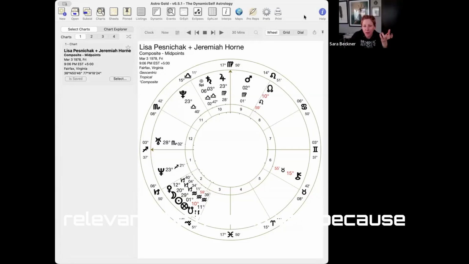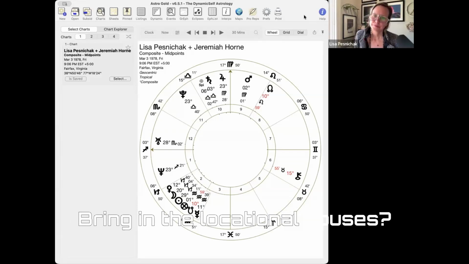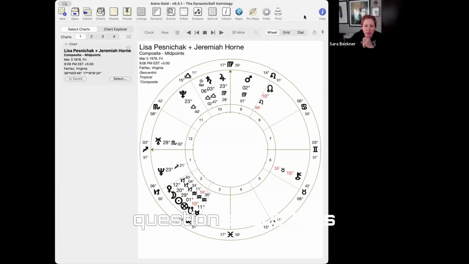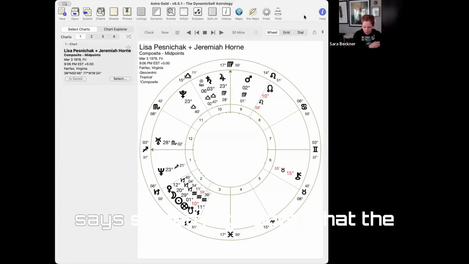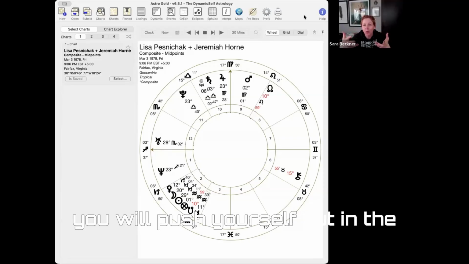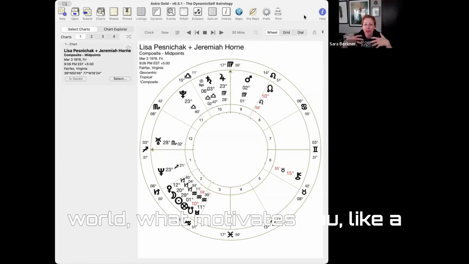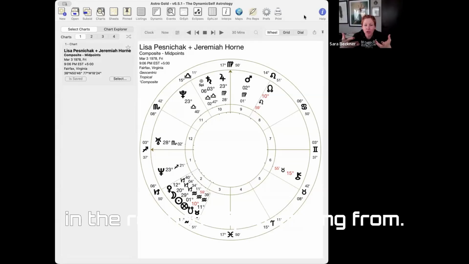Okay, before you get rid of this chart, one of the other things I'm thinking about is just how relevant the houses are. Because, like you said, this chart is a fiction on some level anyway, with the blending. Can we really bring in the locational houses? So, let me ask you a question about, let's see, we'll take a planet. How about Mars in the ninth house? Mars in Virgo in the ninth house. Mars in the composite chart says something about what the relationship requires in terms of courage, energy, passion, how you will push yourself out in the world, what motivates you, a lot of where the drive and energy in the relationship is coming from.